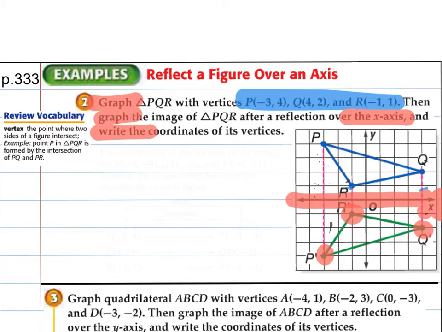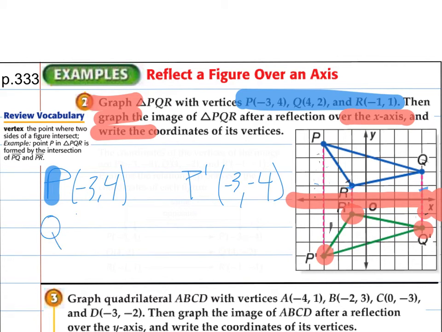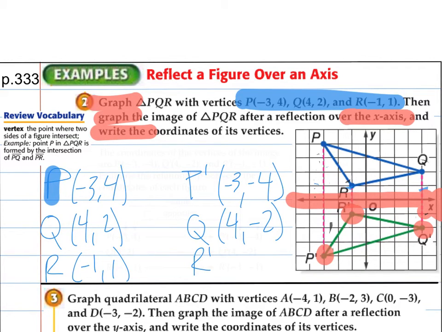So the new coordinates are, so the P coordinates, oops, I need my pen. P's coordinates were -3, 4. P prime now becomes, it's still at -3, but it's now at -4. Q was at 4, 2. Now it stays at 4 and goes down to -2. And R was -1, 1. Now R prime is -1, -1.